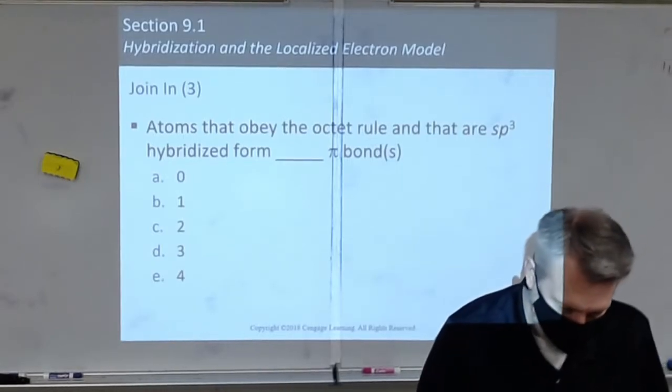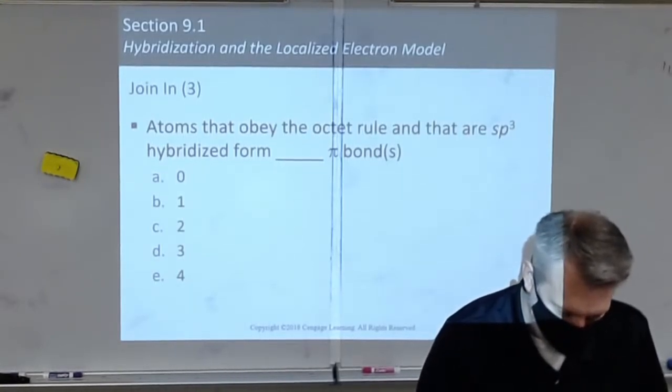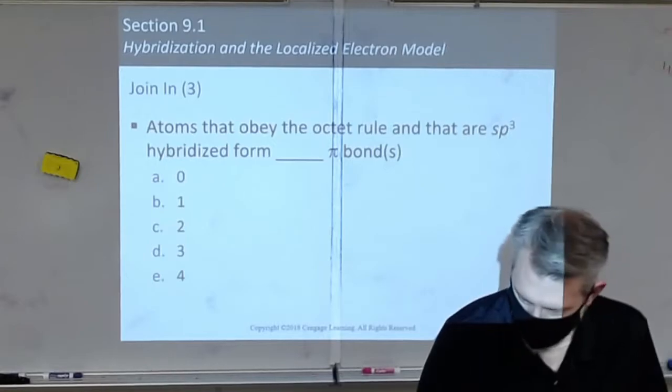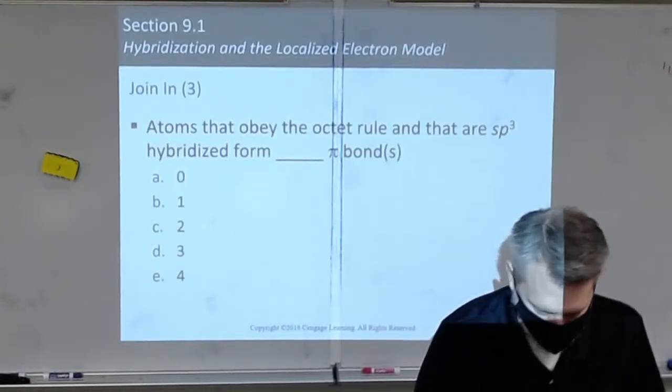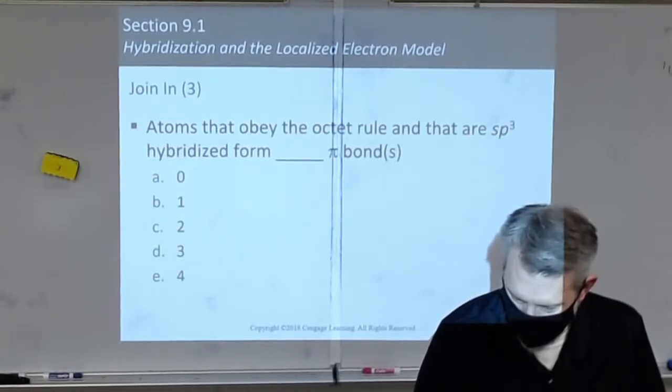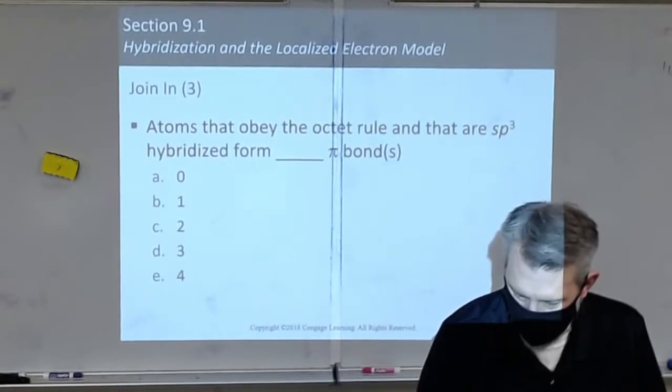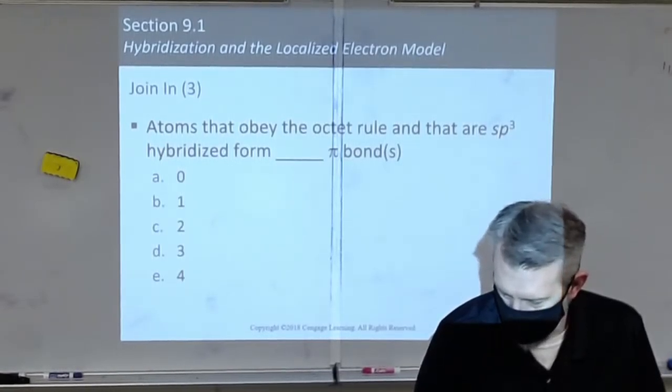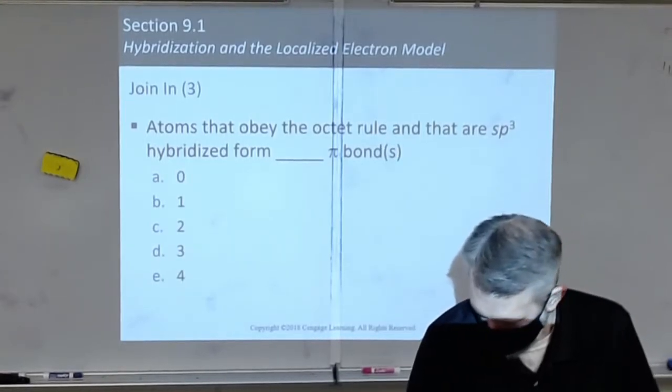Wait, 4. Yeah, it could be up to 4, right? Yeah, because it's like single bonds. Yeah, like the one in the middle. Wait, single bonds don't have pi bonds, I thought. No, the double bonds have. Yeah, double bond and triple bond. But single bonds are sigma. Yeah. Sigma. So 0.